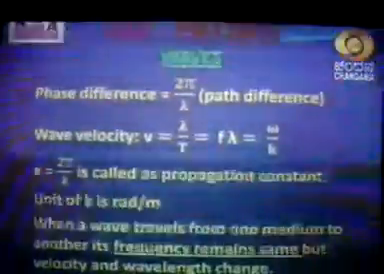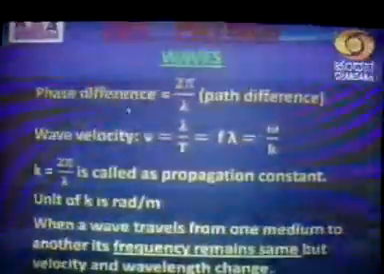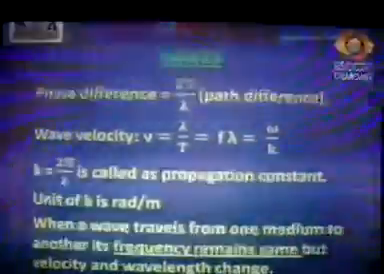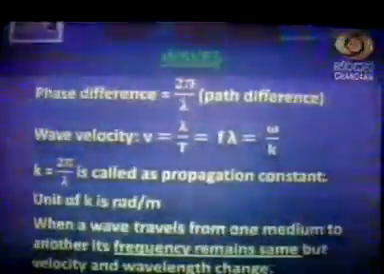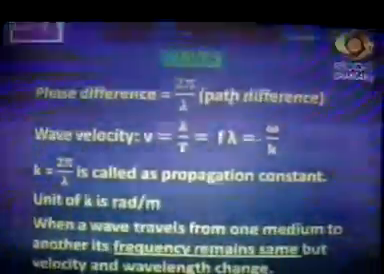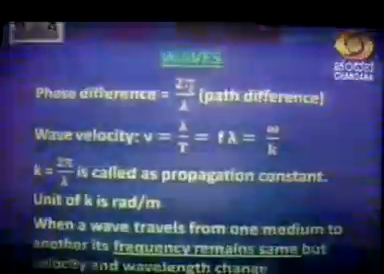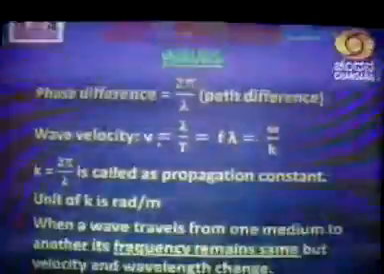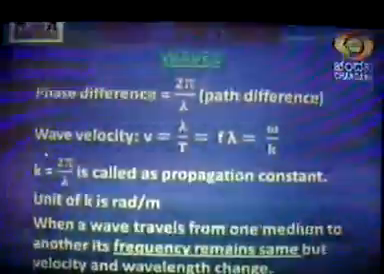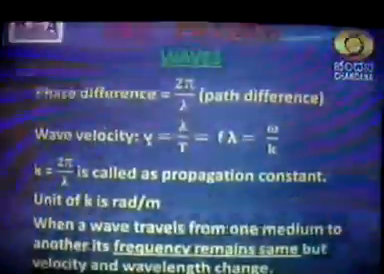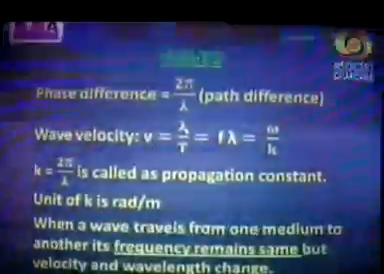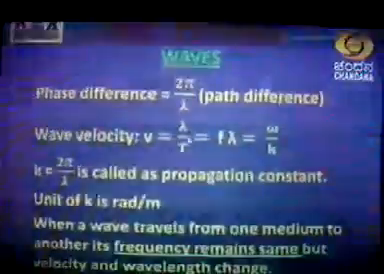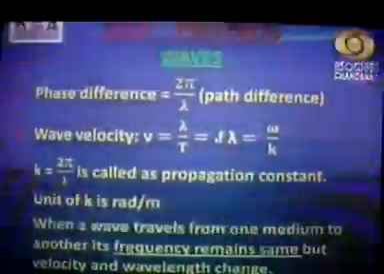Next, coming to the topic wave. The phase difference between the two particles on the wave is equal to 2 pi by lambda times the path difference, where 2 pi by lambda is known as the propagation constant and lambda is the wavelength of the wave, and wave velocity is v equal to lambda upon T, that is the wavelength upon time period of the wave.